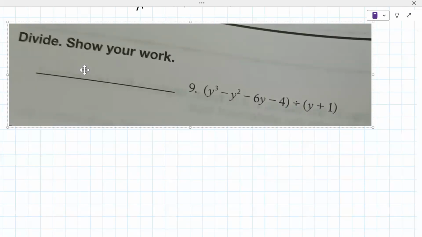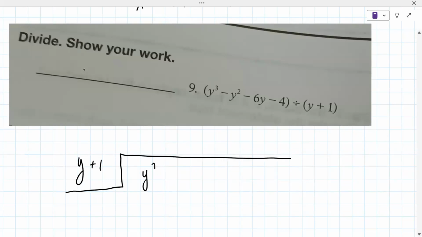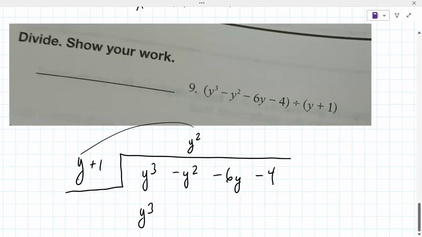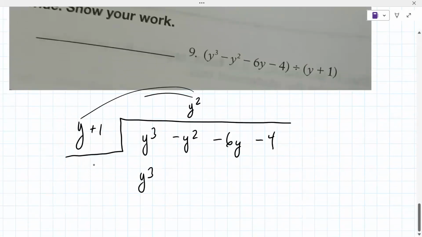For number 9, divide and show your work. You haven't done this in a while. This was long division. You put the y plus one on the outside, y cubed minus y squared minus 6y minus 4 on the inside, like that. Now you have to figure out what you multiply this y by to get y cubed. The answer is y squared. y squared times y becomes y cubed. You also need to multiply by this one, so this becomes plus y squared.